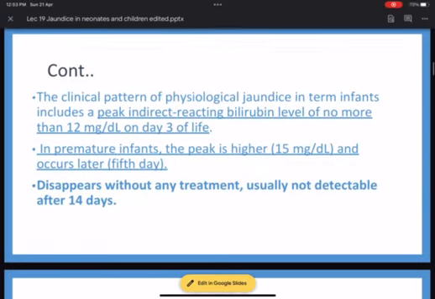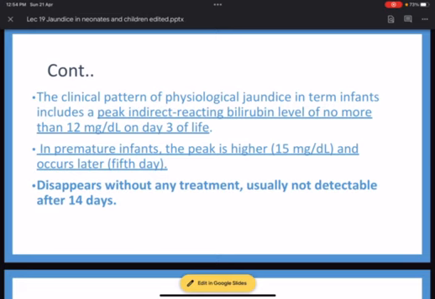Okay, we discussed the peak and how it differs between term and preterm babies. Usually most physiological jaundice, when you follow them up, disappears. Jaundice will disappear after week 2 of life. So after week 2, mostly babies are back to their normal color. However, there are some exceptions to this. Of course, other factors, as I said, can influence how long jaundice persists, for example, prematurity.